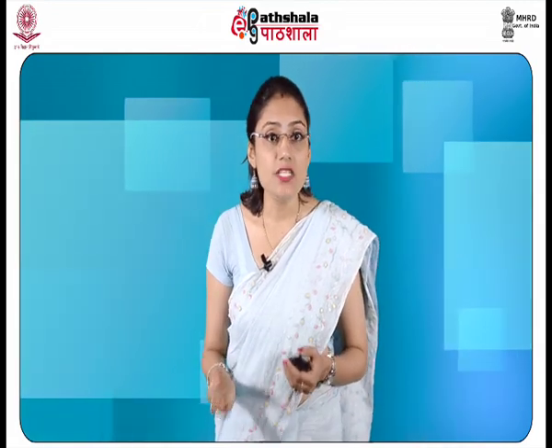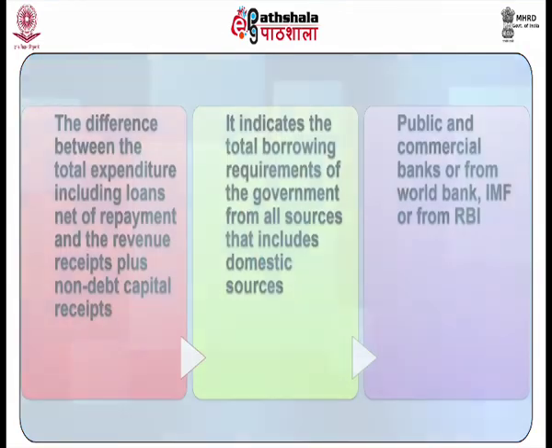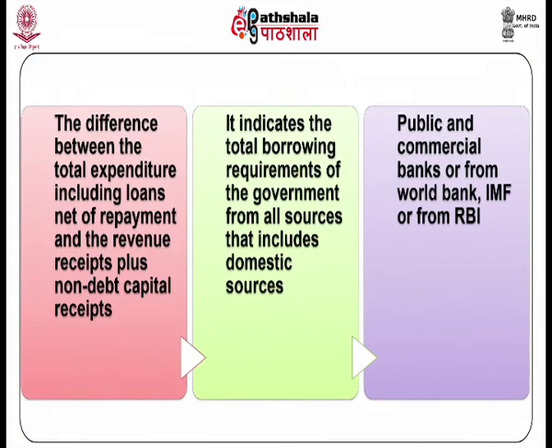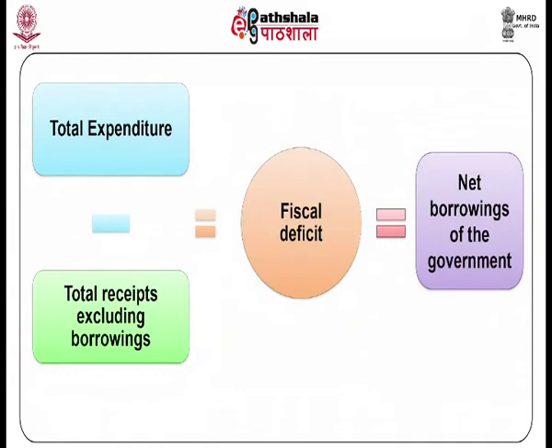In India, the government began to report the fiscal deficit only after 1991. Fiscal deficit is defined as the difference between the total expenditure including loans net of repayment and the revenue receipts plus non-debt capital receipts. It indicates the total borrowing requirement of the government from all sources, that includes domestic sources like public and commercial banks, or from the World Bank, IMF, or from the RBI. Fiscal deficit is equal to total expenditure minus total receipts excluding borrowings, which is equal to net borrowings of the government.